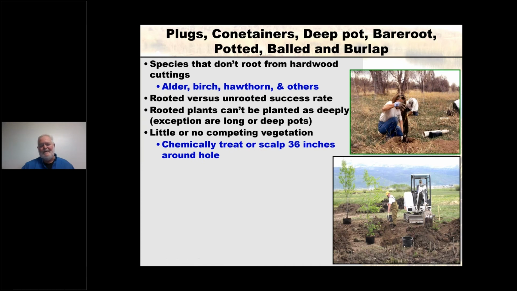So again, when you're planting out, especially containerized plants, you want to make sure there's little or no competing vegetation. When you plant, you either want to chemically treat it, like with Roundup, or scalp 36 inches around the hole. And this will give the plant, your containerized plant, a good chance of at least getting established before the growth comes back in again.